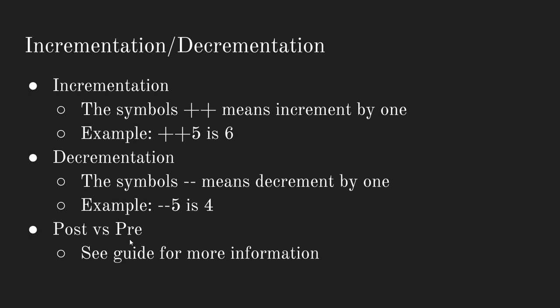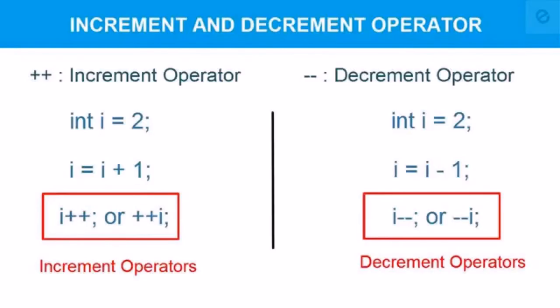Before we do that, we want to go over incrementation and decrementation. Incrementation is essentially adding by 1. You're incrementing a value, or adding 1 to that value. An example of this could be, let's say I have an int called I that has a value of 2. If I want to redeclare it and do I equals I plus 1, I can do it in two ways. I can do I plus plus or plus plus I. They will both result in a value of 3.